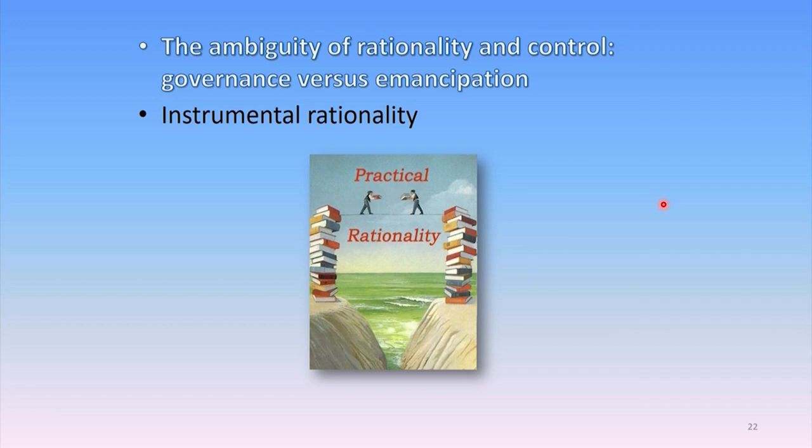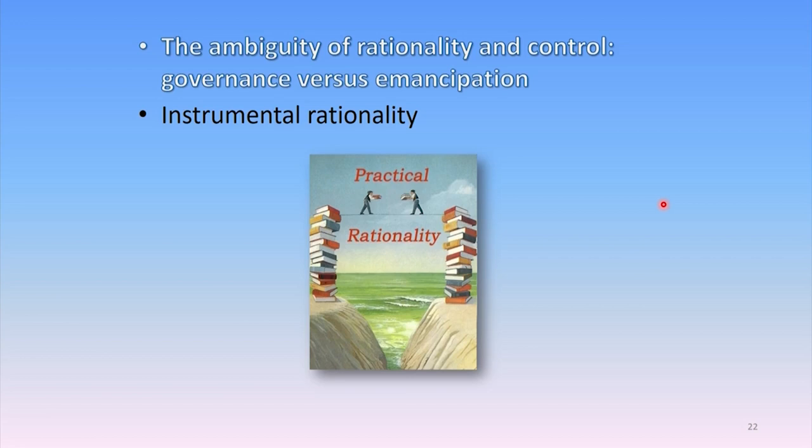There is also a scope to interrogate the interrogator. There is also a scope to reject all the options. There is also a scope to provide alternatives. There is also a scope to pose questions to the answers already given. Then there is an ambiguity of rationality and control, I mean, an ambiguity of governance and emancipation.